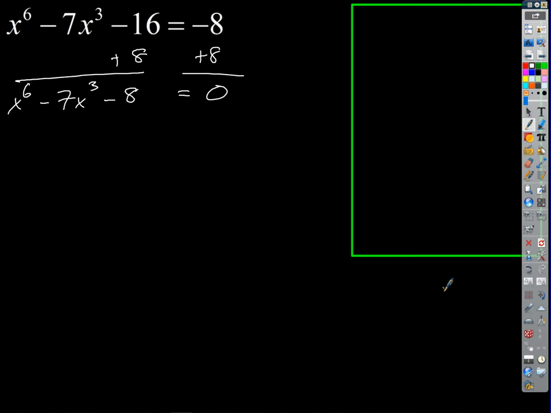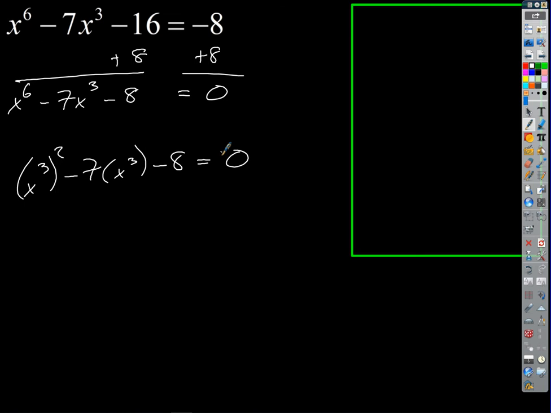Okay, so we're gonna think of this in terms of groups of x cubed, right? So we've got (x cubed) squared minus 7 times x cubed minus 8 equals 0. So now we see we've got a quadratic pattern. Everybody get that? We've got a quadratic pattern in groups of x cubed.